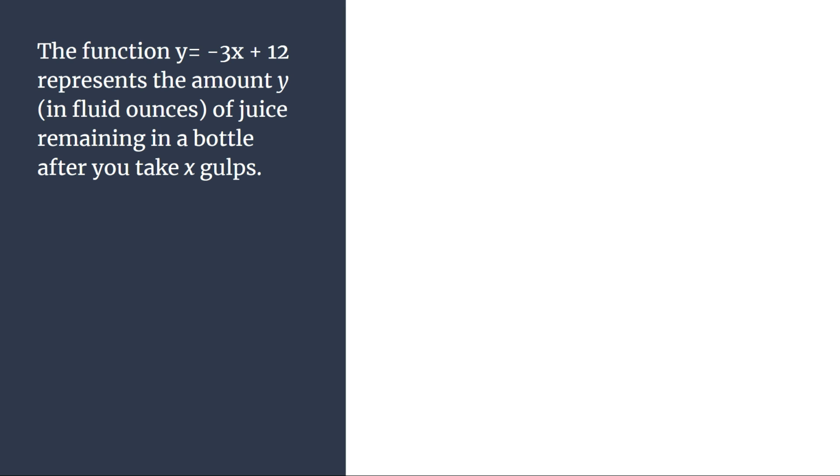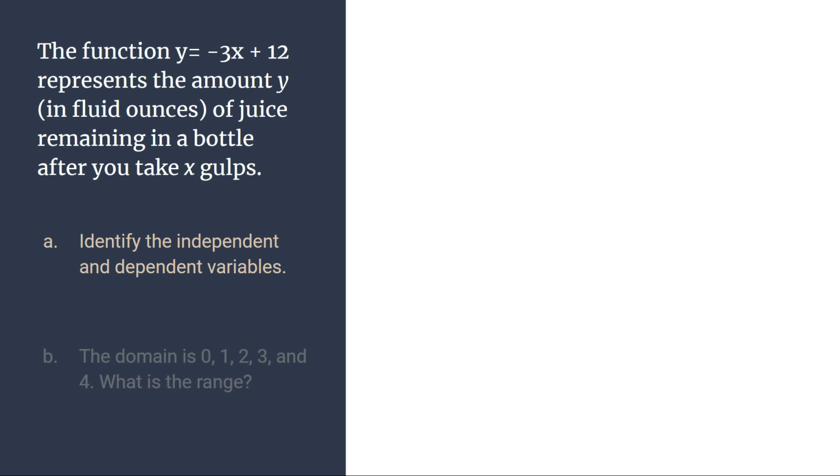All right. So we're going to look at this story problem. And we're going to identify the independent and dependent variables. And then if the domain is 0, 1, 2, 3, and 4, what is the range? So we have a function, y equals -3x plus 12. So this is a linear function. You worked on graphing those when you went over Math 8 last year if you were in 7-8, or if you were in like Math 8 Honors or something.